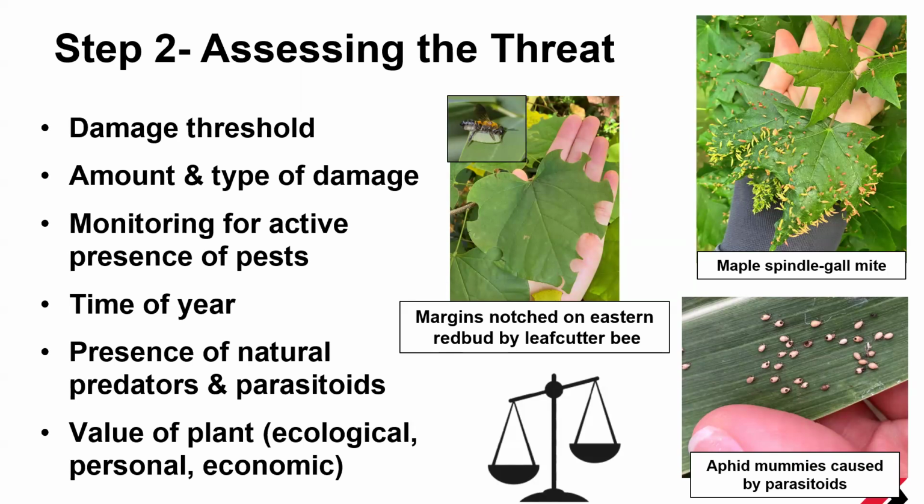Time of year, presence of natural predators and parasitoids. So if we're seeing beneficial insects in our landscape, that could hint that we're having natural control happening. Maybe the threat isn't as immediate and necessary to take control. Maybe our predators and parasitoids are going to help us instead. And the value of the plant itself.